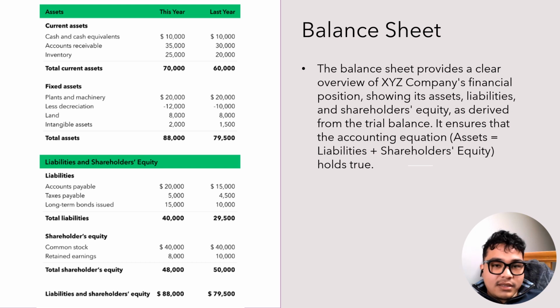So this is an example of a balance sheet. This balance sheet provides a clear overview of XYZ company's financial position, showing its assets, liabilities, and shareholders' equity. It ensures that the accounting equation, assets equal liabilities plus shareholders' equity, is true, which can be seen as this year's and last year's total values are similar for both the fiscal years.